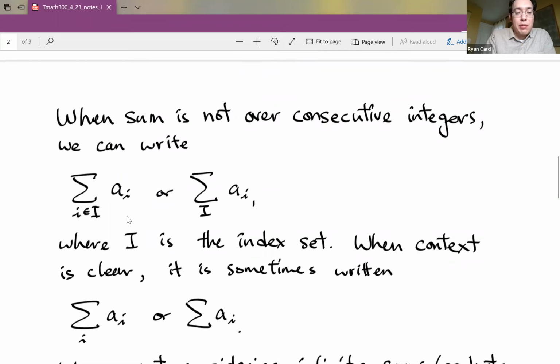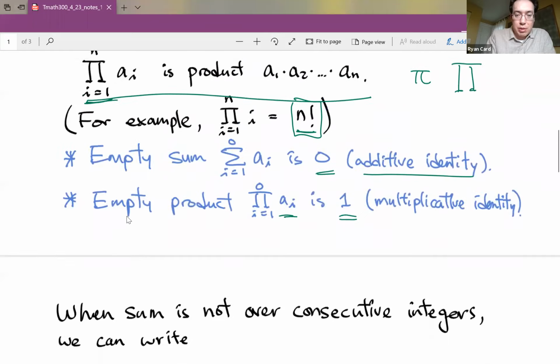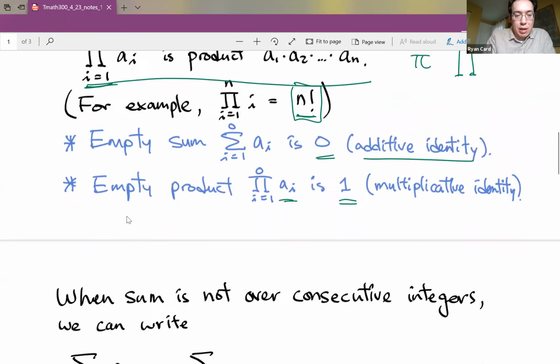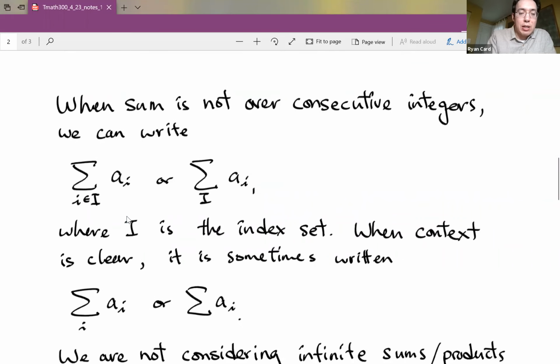You could do summation with things other than natural numbers or a finite set of natural numbers. You might add over different types of sets. So it could be multiplying all the prime numbers, for example, or you want to multiply all the numbers divisible by 5.